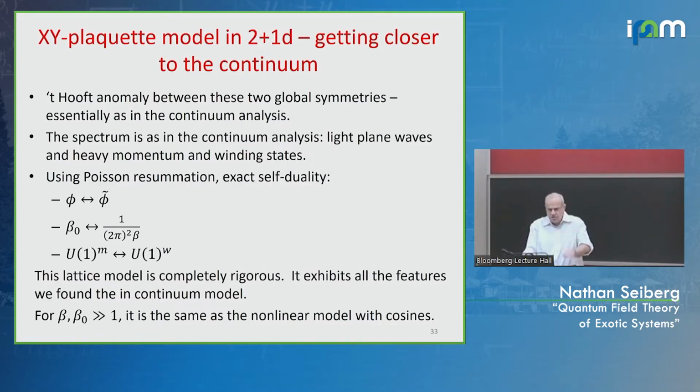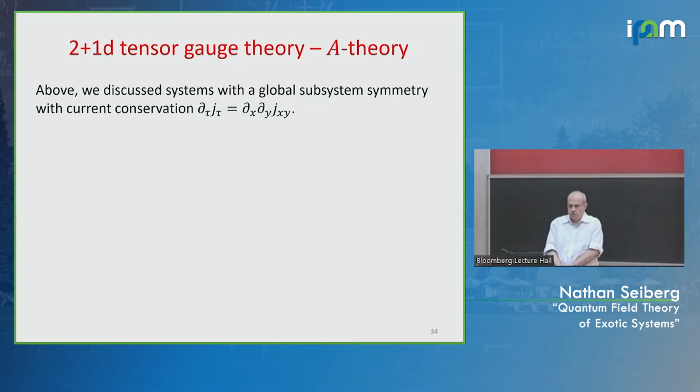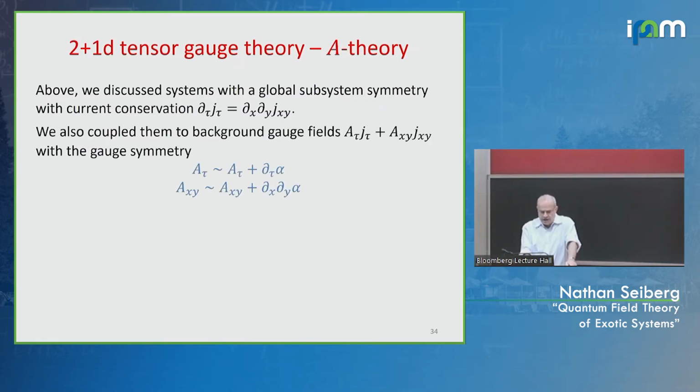Okay, so the next topic I'm going to go to is making this gauge theory dynamical. So we discussed the subsystem symmetry, and we already discussed what it means to couple it to background fields. And the way we thought about it is that we had a matter system, we had a global symmetry, and there is a net current. And the gauge fields are such that we couple J times A. That's what we did before. And when we did that, we had this gauge symmetry. A tau goes to A tau plus D tau alpha, and AXY goes to AXY plus DX dy alpha.